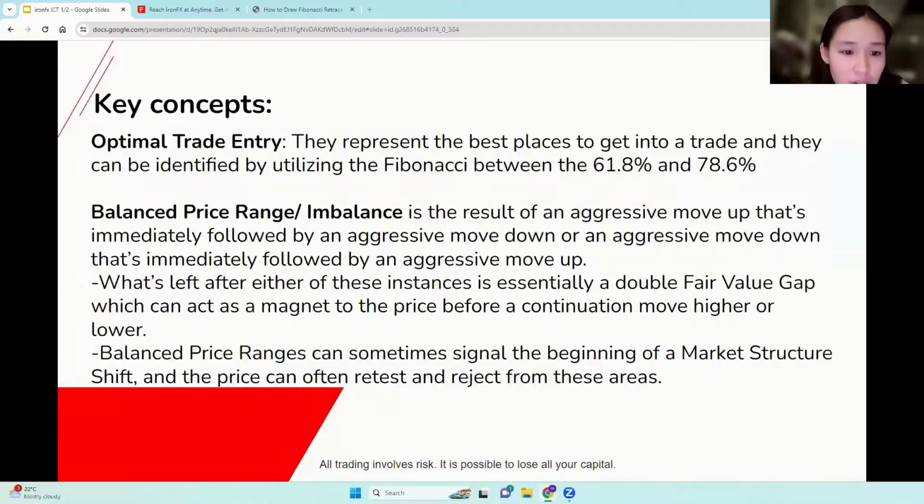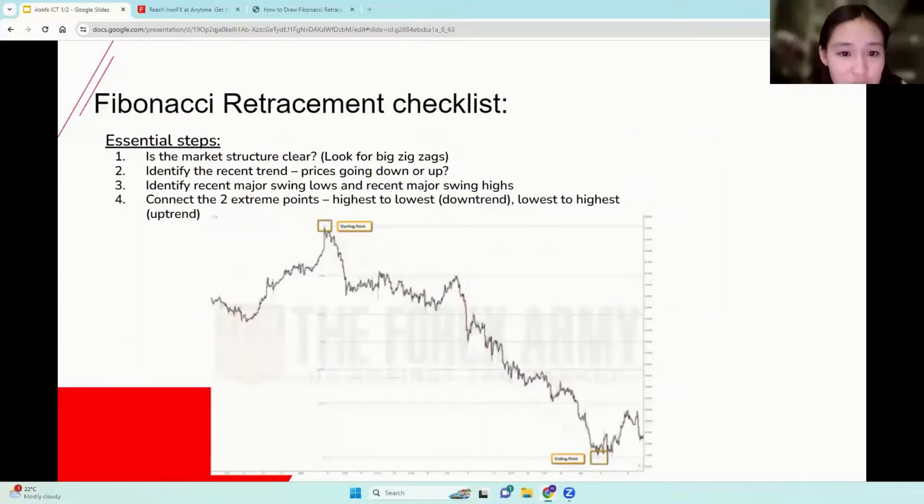Yeah, I was talking about optimal trade entry. The link that I've popped into the chat goes through the fundamentals of how to draw a Fibonacci, which I'll briefly go through here as well. This is a Fibonacci retracement checklist. Firstly, you want to see if the market structure is clear. We showed you previously how to identify a clear market structure. Next, we look for the recent trend, so are prices going up or down, and it's important to always follow the general trend.